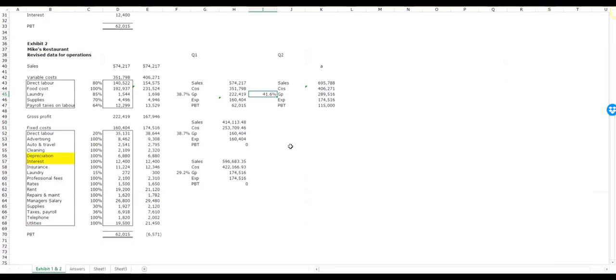Question 2b requires us to reduce the variable costs. So let's set this up again. Our intention here is to make a profit of 115,000. The expenses are 174,516. We add on the way up. Add those two together.